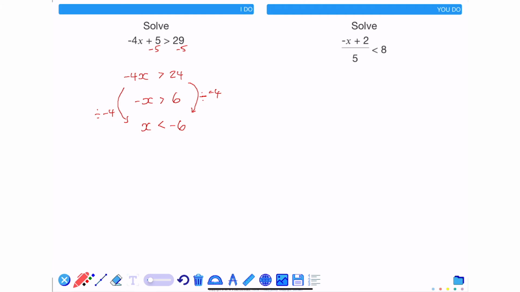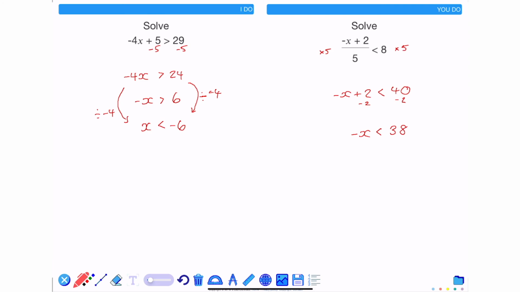So the first thing I'm going to do with this question is multiply both sides by 5. Times by 5 divided by 5 will cancel, so it will give me negative x plus 2 is less than 40. Subtracting 2 from both sides would then lead to negative x is less than 38.